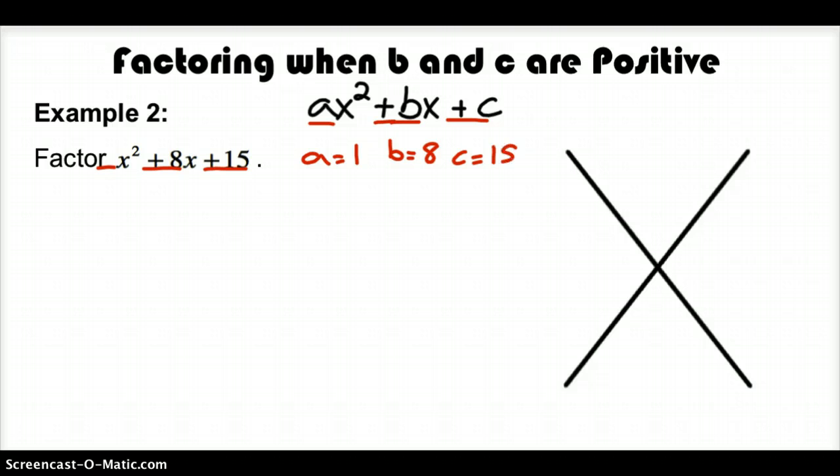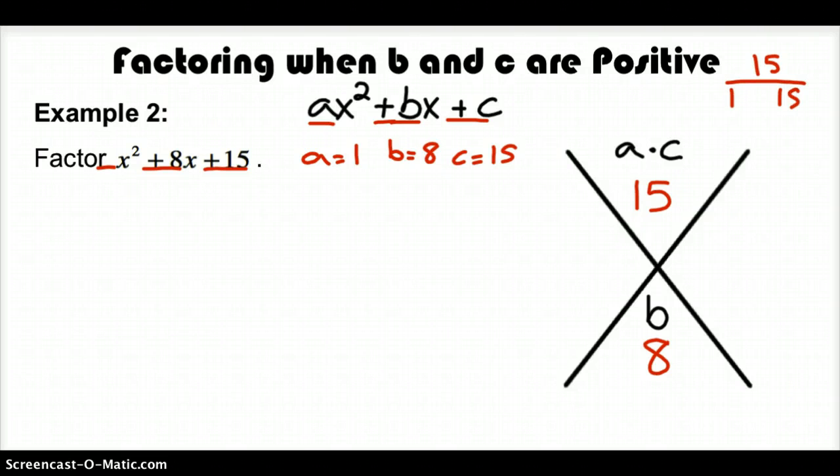Okay, now remember, these numbers have to multiply to a times c, and they have to add to b, right? So a times c in this particular case, 1 times 15 is 15, and my b term here is 8, right? So we have to think of two numbers that multiply to 15 and add to 8. So what we can do if we're struggling here is write out all the factors of 15. So 1 times 15 and 3 times 5, right? Do either of these, if we add them up, add to 8? And it looks like these ones will. Okay, so I'm going to write 3 and 5 as my magic numbers here. Those are the numbers that are going to go in my binomial factors, as we call them.